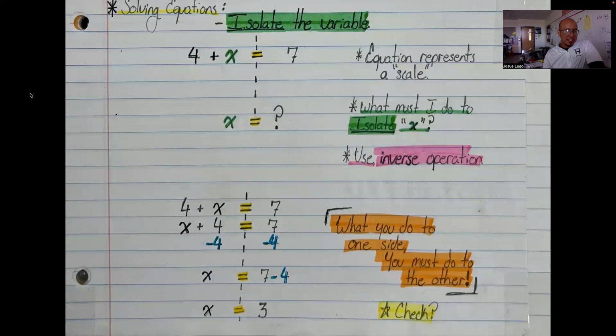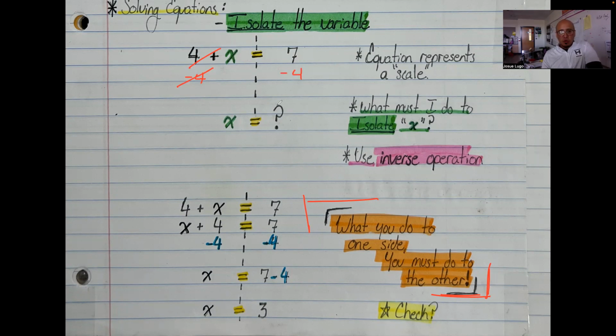Ladies and gentlemen, this is the golden rule of math. Whatever you do to one side, you must do to the other. Whatever you do to one side of the equation, you must do to the other. So in this case, I subtracted 4 from this side so that I could isolate the variable. I subtracted 4 because that is the inverse of adding 4. Good, that isolates the variable, but whatever I do to one side, I must do to the other.